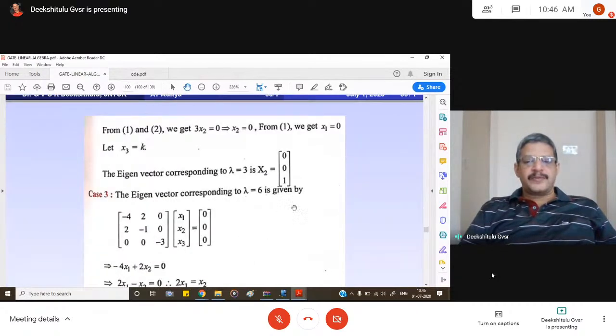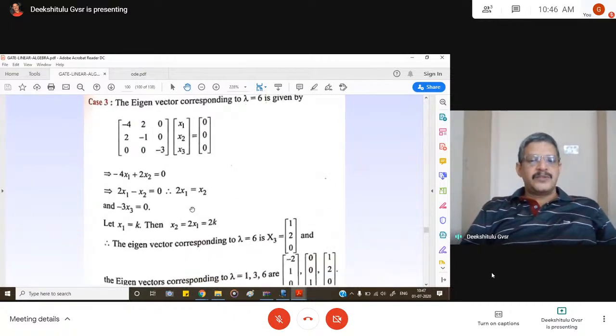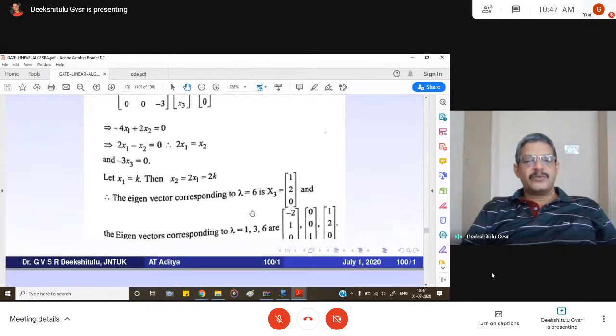We put lambda is equal to 6, then the matrix equation becomes like this: minus 4, 2, 0, 2, minus 1, 0. So these two equations are dependent, that means if we multiply the second row with minus 2, we get the same equation. So these are the independent equations. From this, 2x1 minus x2 is equal to 0, and 2x1 is equal to x2. And the last one is minus 3x3 is equal to 0. It means that x3 must be 0. When x3 is 0, and if you put x1 is equal to some constant k, then x2 will be 2k. So k, 2k, 0, or else k times 1, 2, 0 is an eigenvector corresponding to lambda is equal to 6.